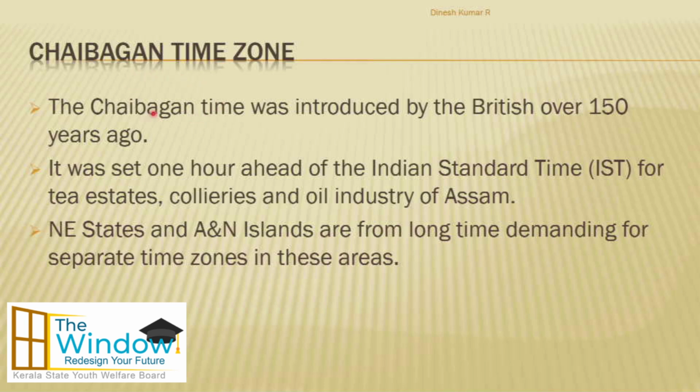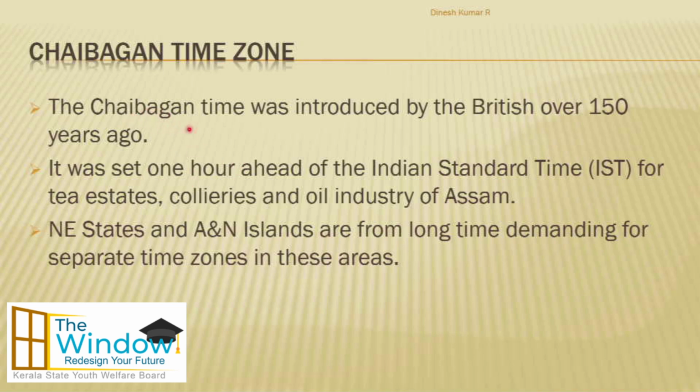So what is Chai Bagan time zone? They know that the people living in this northeastern part may be getting up at 4 a.m. But if they go at 10 a.m. to the office, they are losing most of their day. Half of the daytime they are losing. So to avoid that, what they did is they advanced the time of the northeastern area by 1 hour. They have advanced the time by 1 hour. And that is referred to as Chai Bagan time zone.